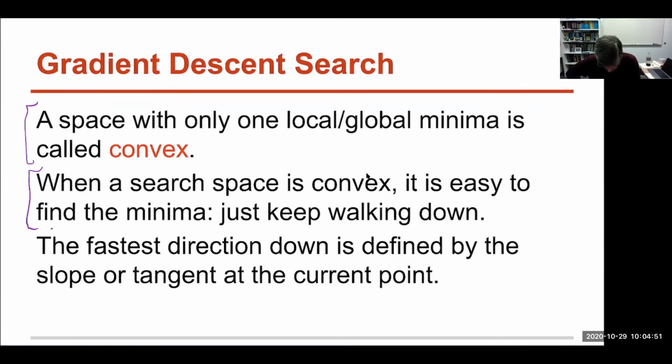And there is a property that you learned when you took calculus. The fastest direction down is going to be determined by the slope, or the tangent line, at the current point. So if we can find the slope of the tangent line at our current solution, that will define what direction gives us our steepest descent. If we want to find our minimum quickly, the best thing to do is to go in the steepest manner first. Any questions about that?